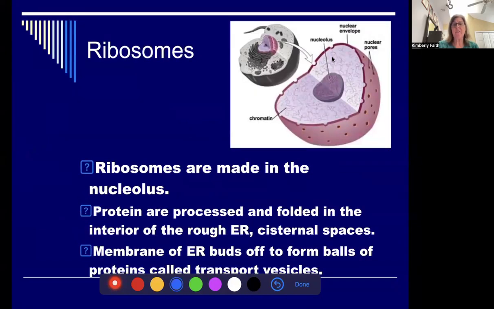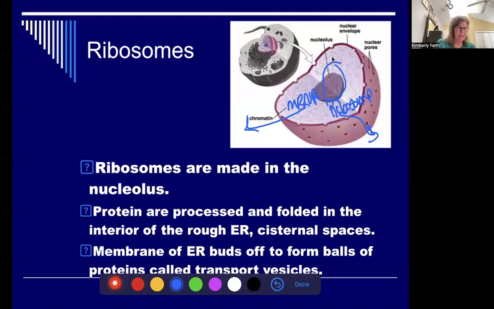Now, the ribosomes themselves are actually made in the nucleolus. So again, proteins are processed and folded in the interior of the rough ER. We have a couple things going on here. We have the mRNA being copied and leaving. We also have our ribosomes, which are organelles, leaving through the pores, right? So let's just say we did connect to the rough endoplasmic reticulum. The inside space is called the lumen. The actual folds tend to be called cisternae or cisternal space.